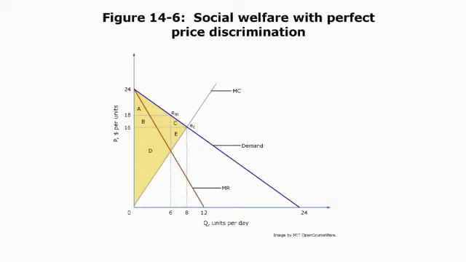But what's producer surplus? Everything. Everything else. A plus B plus C plus D plus E. There's no deadweight loss. You get exactly the same social welfare as you got with perfect competition. It's just divided differently. With perfect competition, consumers got A plus B plus C, and producers got D plus E. With a perfectly price discriminating monopolist, the monopolist gets everything. But the total shaded area is the same.